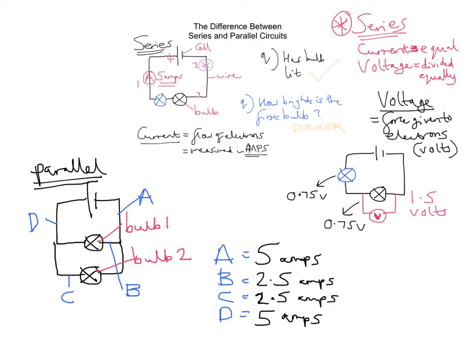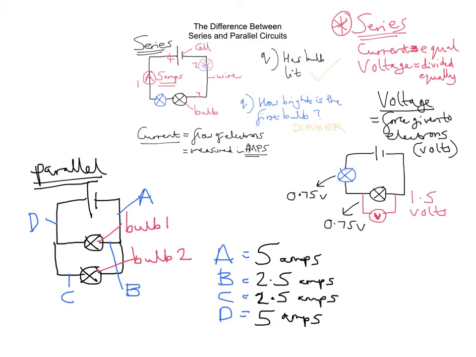Now that implies something really significant. In a parallel circuit, it's the current that is split equally across each loop. But it's always the same at the start and at the end of the circuit. So A and D would be the same, B and C would be the same. So just to reiterate, in a series circuit, the current is the same all the way around. It's equal at every part. In a parallel circuit, the current is split equally across each loop, but is always the same at the start and the end of the circuit.